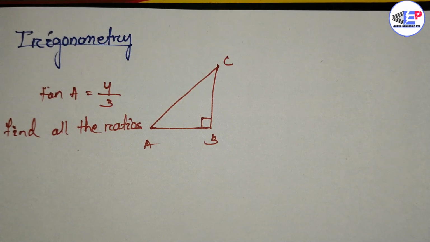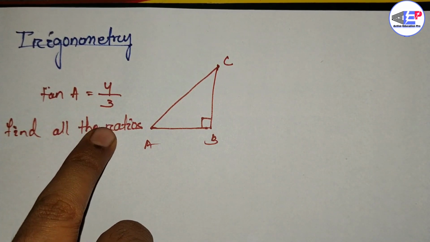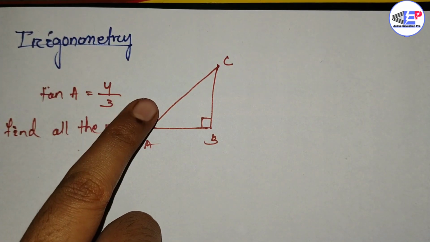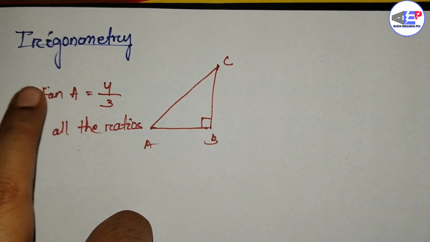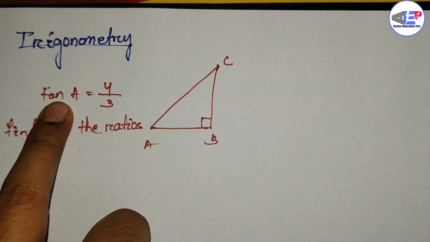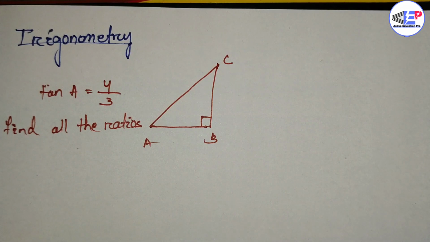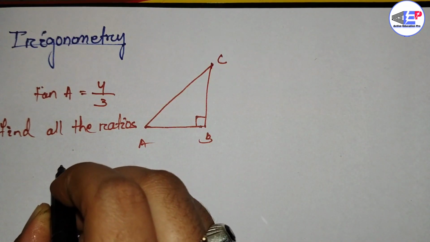So here is the question. ABC is a right angle triangle, right angled at B, and it is given that tan A is equal to 4/3. This is the only one ratio given from trigonometry. Trigonometry has 6 ratios: sine, cos, tan, cot, sec, cosec, and only this ratio is given to you. This is 4/3, and you know from the last video that tan A is equal to P by B.